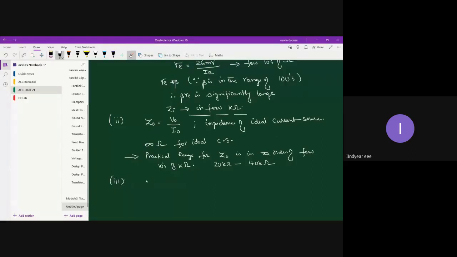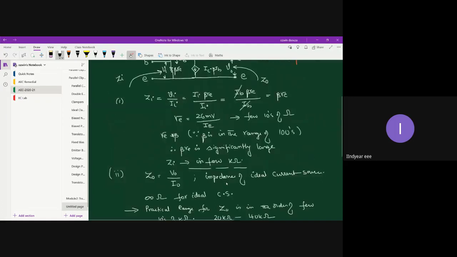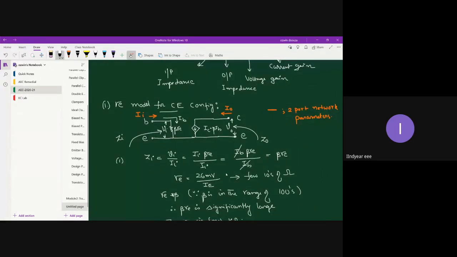So that's Z0, and then you have the voltage gain AV. Voltage gain AV is defined as the ratio of output voltage to input voltage, right? What is output voltage? In order to write an expression for AV, what we will do is let us connect a load resistor.